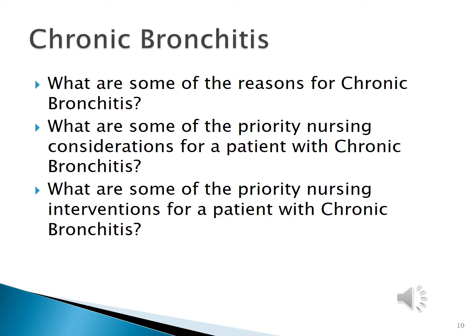Mucus provides a breeding ground for organisms and leads to chronic inflammation. Chronic bronchitis impairs airflow and gas exchange because mucus plugs and infection narrow the airway. As a result, the PO2 levels decrease, or hypoxemia, and the arterial carbon dioxide levels increase, respiratory acidosis.